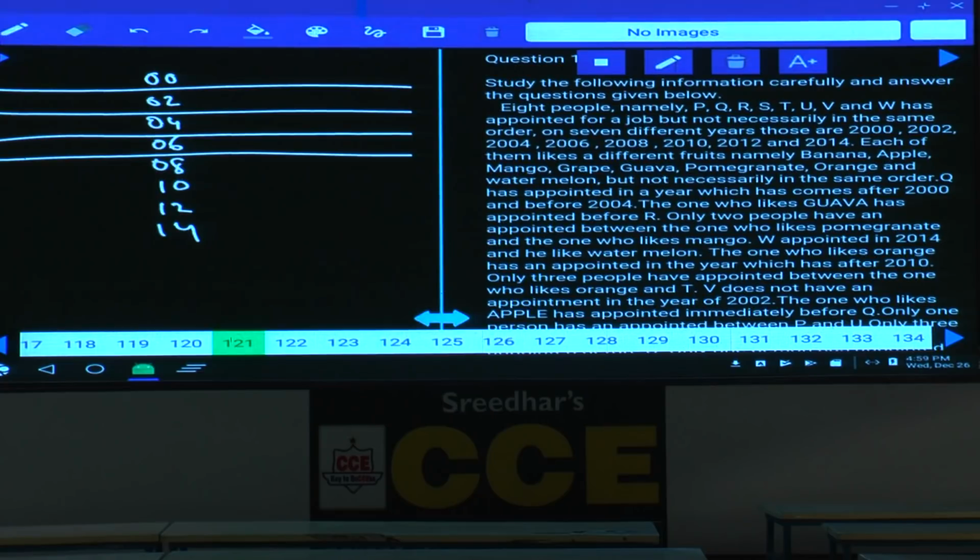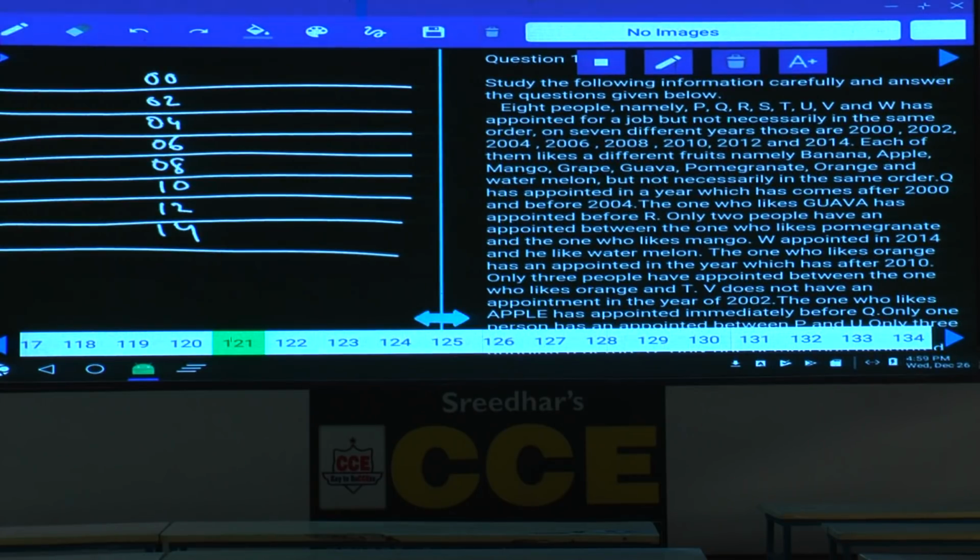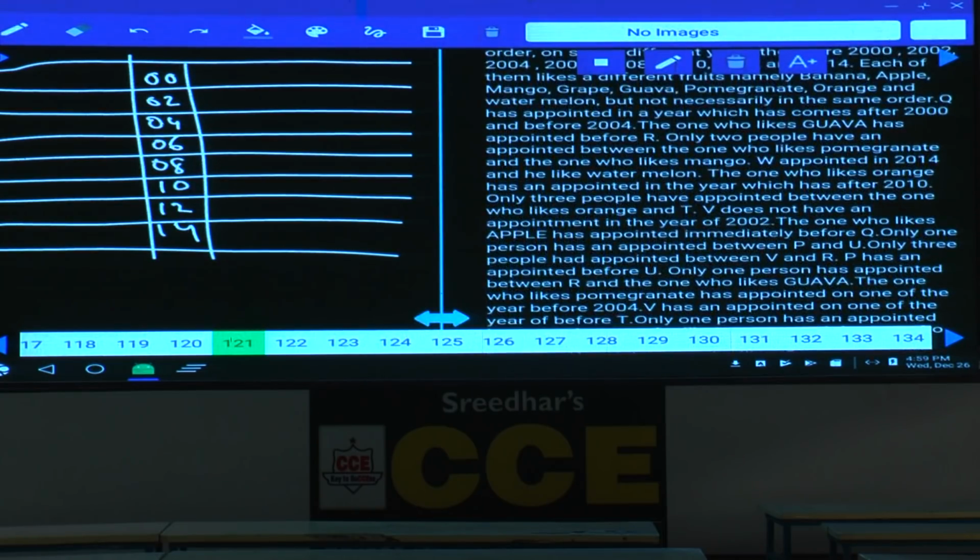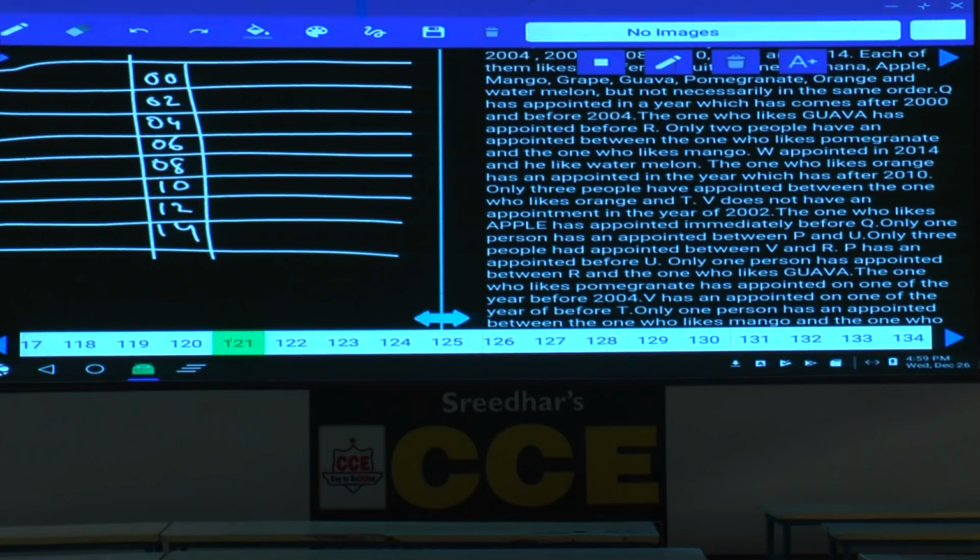Now these 8 persons were recruited, sorry, what is the information here? Each one of them was recruited in these 8 years and they like different fruit. Then what is the first information here? Q has appointed in a year which comes after 2000 but before 2004. After 2000, before 2004 is nothing but 2002. Hence, Q must be in the year 2002.